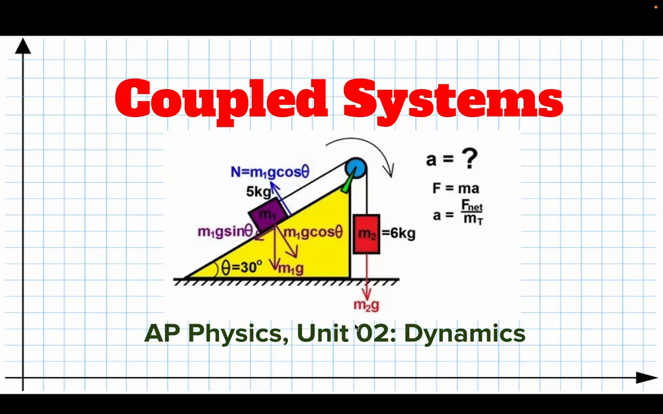All right, today we're going to look at coupled systems, which is just an application of Newton's law, and there's really no new theory. We just need to explain how you use this idea to solve a couple of problems.